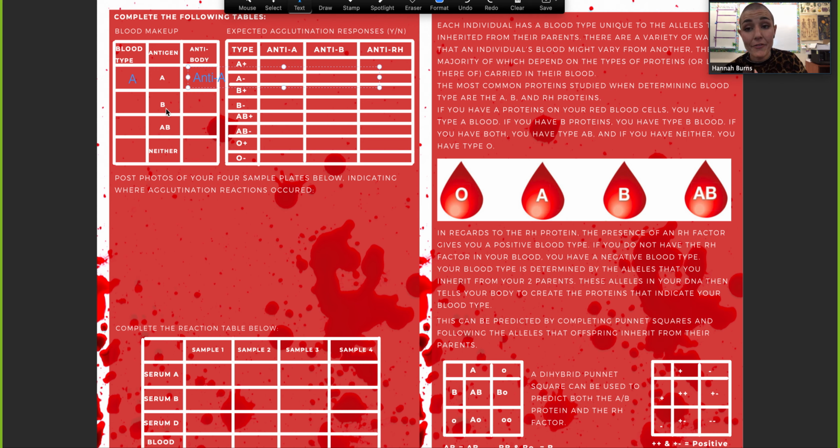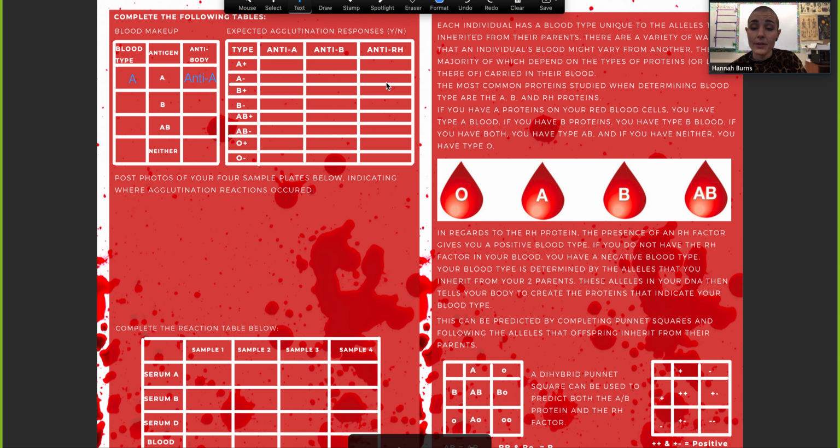So based off of the B antigen being present on your cell, what would the blood type be, and what antibody would react to it? Same with AB. And then neither means that I don't have A or B proteins on my cell, which means that I have a naked cell. You can find the answer to the blood type either here in the packet, which has a bunch of information in it for you, or you can find it in the slides.